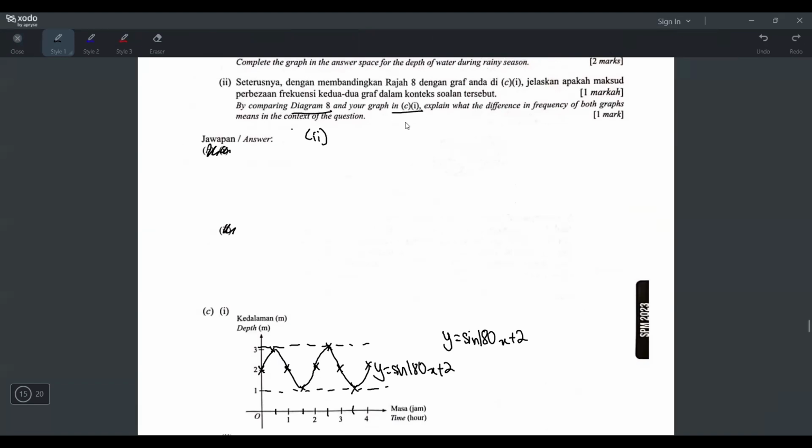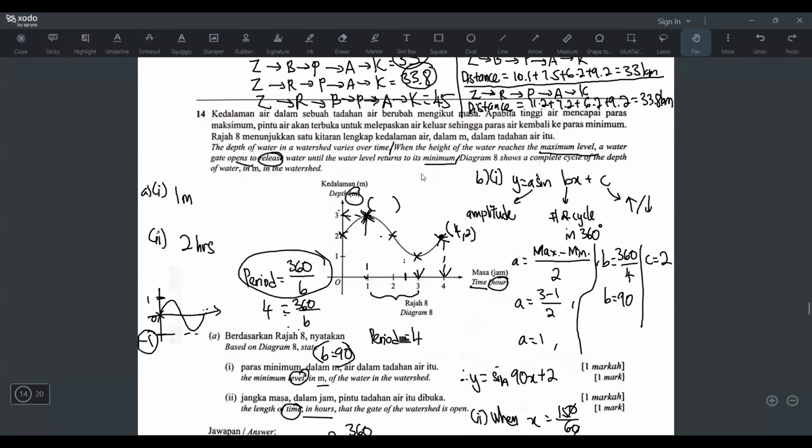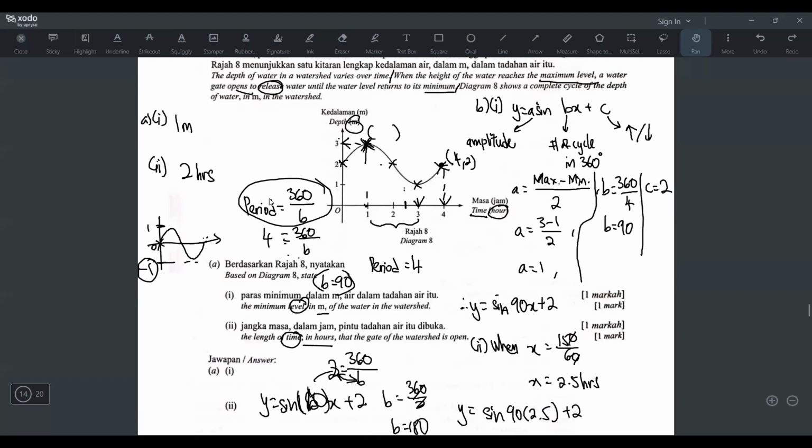But for diagram C1, the period is 2. Yeah, the period is 2. Okay, but then they say explain in the context of the question. I think you should mention, because this is like a story question. Yeah, in the context of the question, and this question is about the water level, right? So I don't think it's recommended to say the word period. I think we have to mention the water gate.